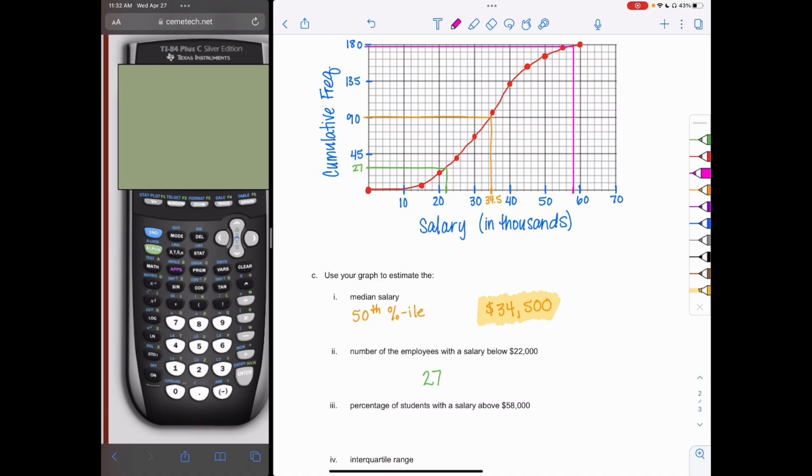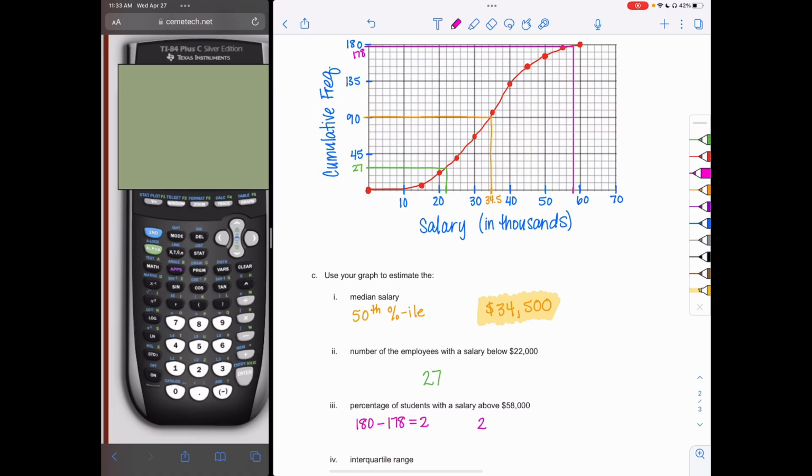So once I do that, I can see if I estimate it, I would estimate that to be approximately 178 here. So I know that there are 178 employees who make less than $58,000. However, I want to figure out the percentage of the employees that make above $58,000. So I would have to take 180, which is my total amount of employees, and then subtract 178, which will give me 2 employees that make above $58,000.